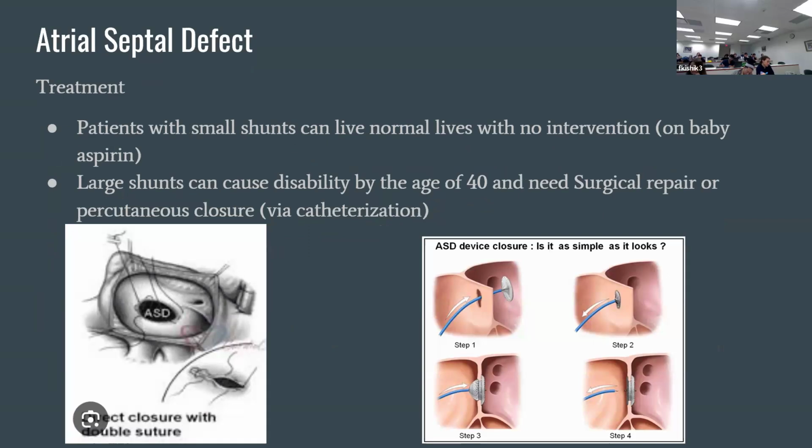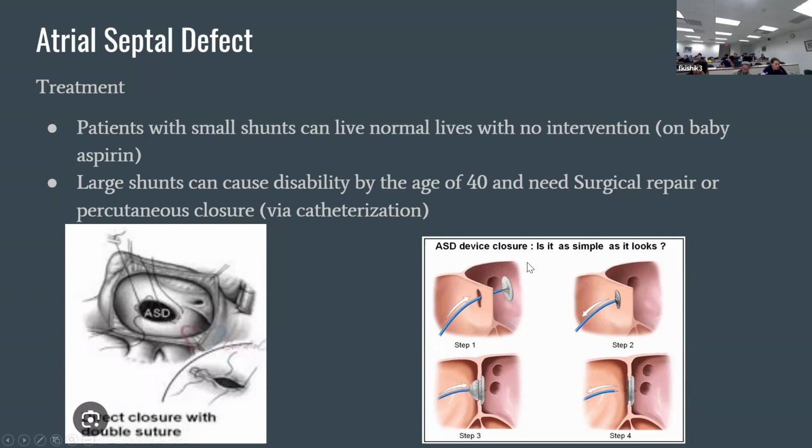And then treatment. Patients with small shunts can live normal lives with no intervention. You put them on a baby aspirin. And large shunts can cause disability by the age of 40 for those chronic changes that we talked about and need surgical repair or percutaneous closure via cardiac catheterization. So this is a picture of how they would surgically fix it. It's open heart surgery. They sew it back up.